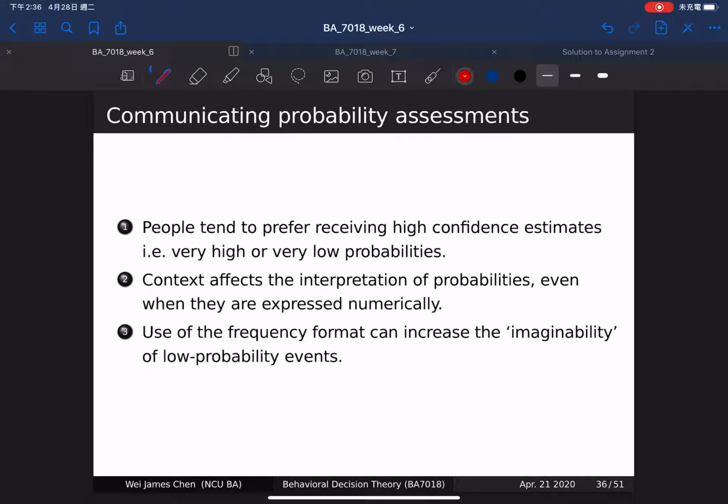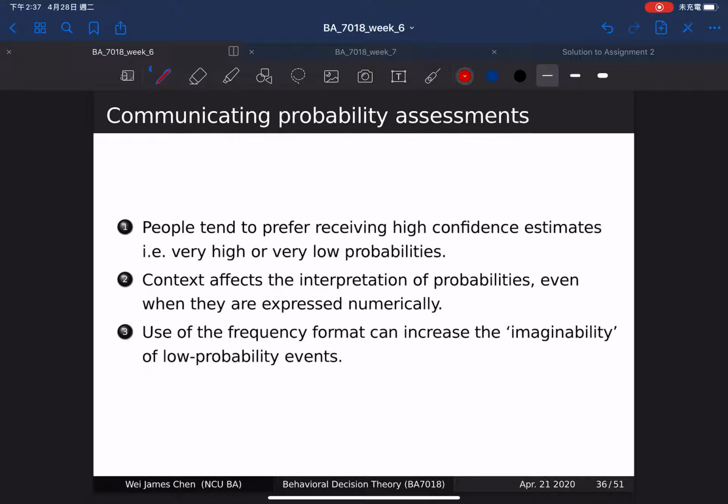But you should know this. For example, people tend to prefer receiving high confidence estimates. Okay, what it means by high confidence estimate is that people don't like to receive something like, oh, tomorrow the raining probability is 50-50. It makes people feel like you don't really know the answer, because it's an equal chance of raining or not. So they want you to say something like, tomorrow the raining probability is 90% or 10%. Then it means that you are very confident. So bear that in mind.